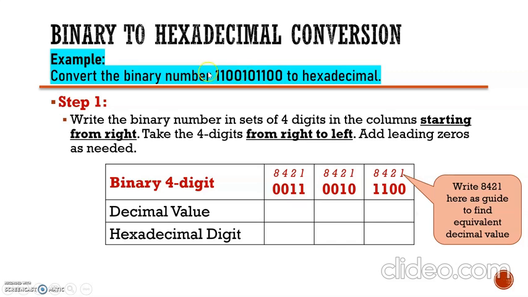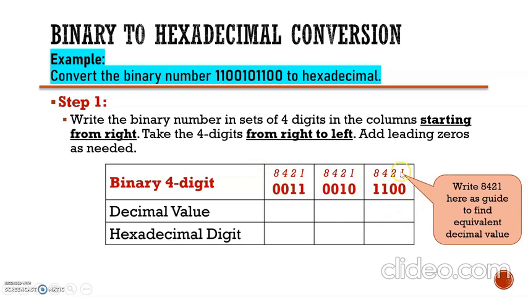Don't take from the left. You're going to get a different answer, and it's wrong. So take from the right, 1100, and put it in the first column, and then the next 4, 0010, goes into this column. The remaining is 2 digits only, right? So you are going to add leading zeros in front, 0011, in the last column here, the third from the right.